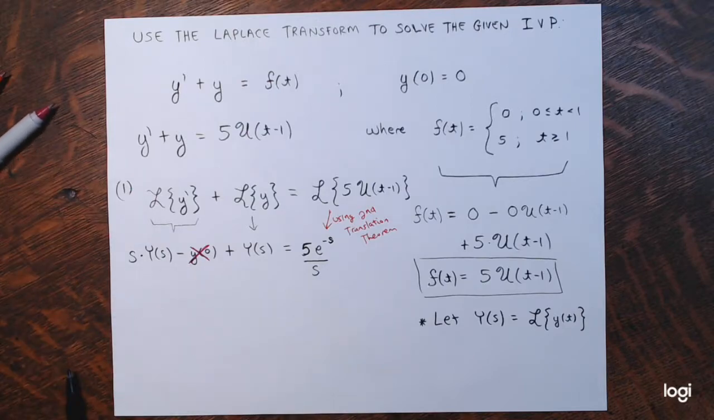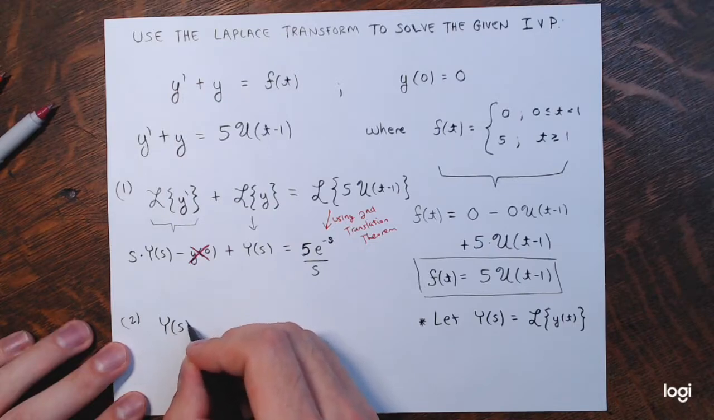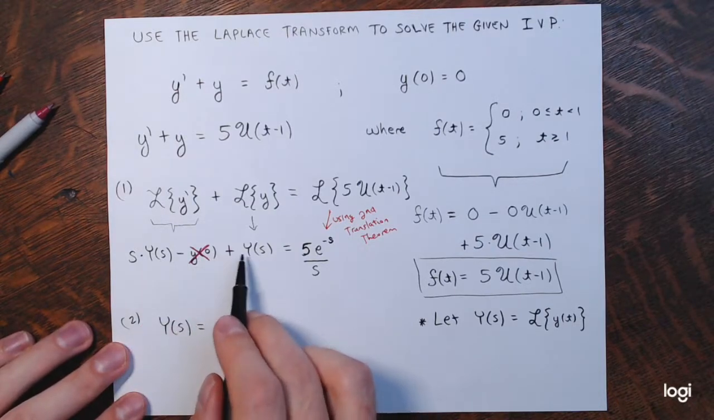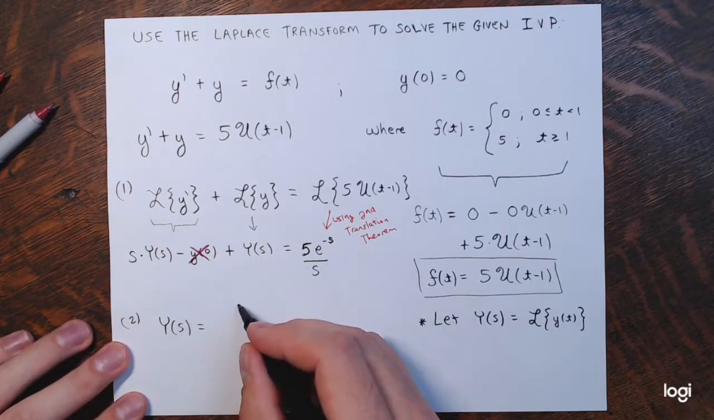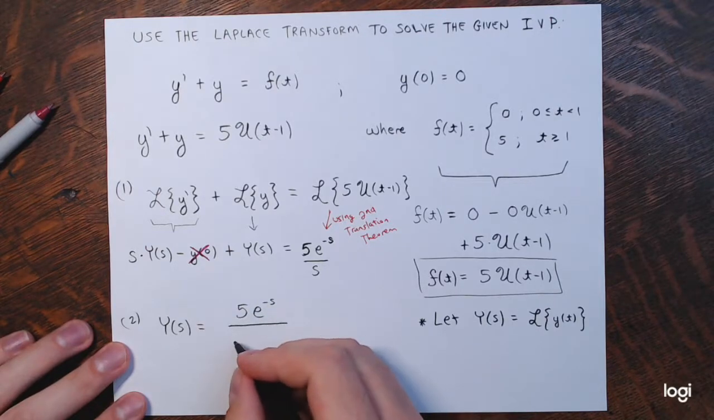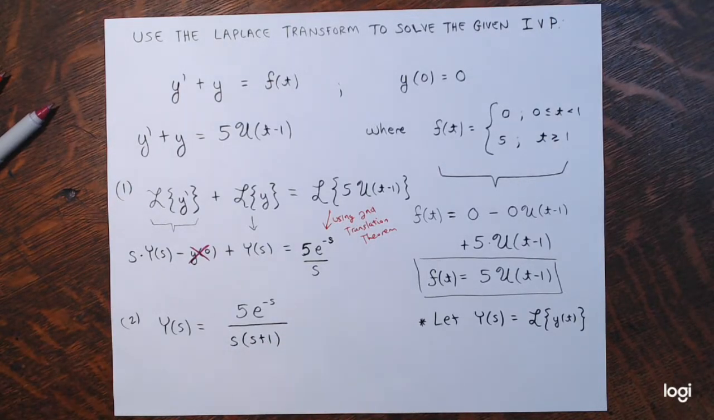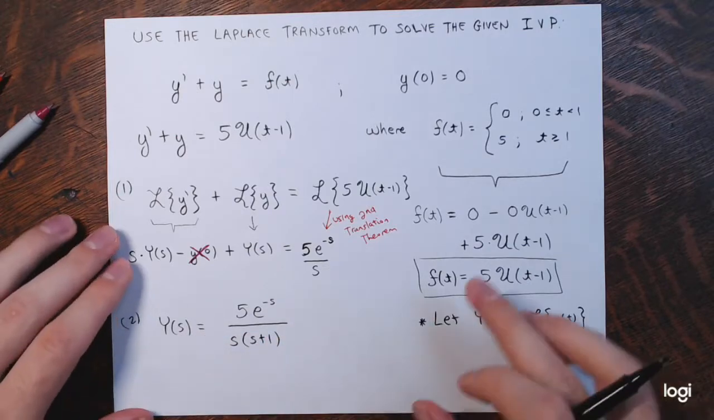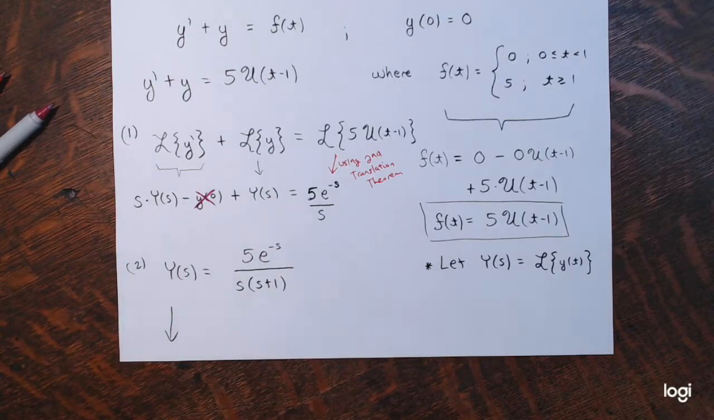And then I solve for Y of s. So part 2 is solve for Y of s. Now, if I factor Y of s out of here, I have s plus 1 left over, and I divide by that. So Y of s would equal 5 times e to the negative s over s times s plus 1. And now I can take the inverse Laplace transform. And this is again using, go to the next page here, the second translation theorem.